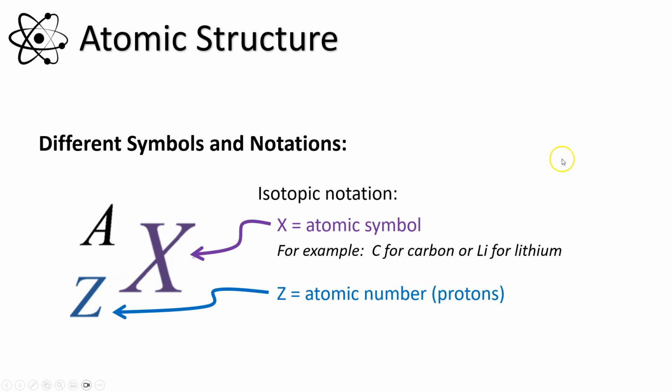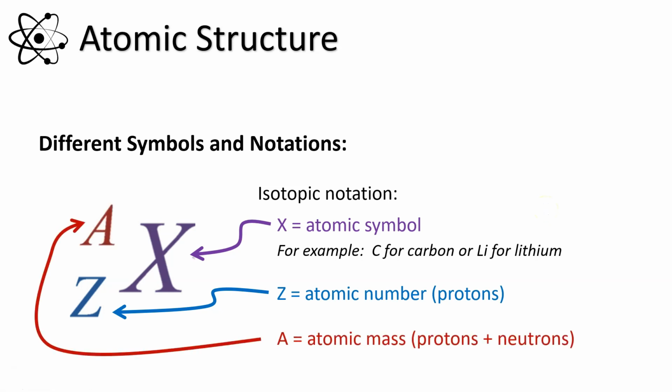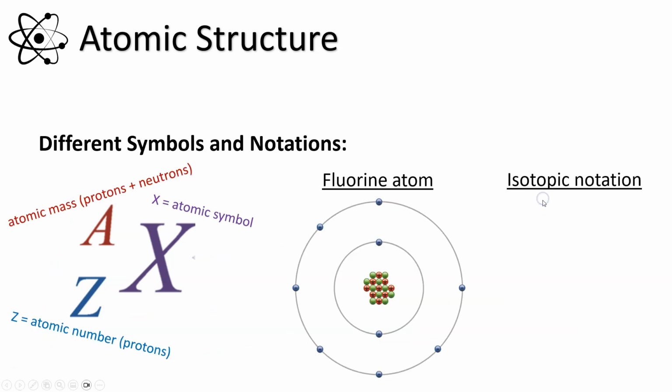That's the bottom left. So that's what you have to remember with isotopic notation, that the bottom left is always the amount of protons. And then, of course, the top left is the atomic mass. That's the protons plus the neutrons added together. So here's that information as a reference. Here is a model of a fluorine atom. See if you can put together the isotopic notation based on this model. You can pause the video to try that before clicking play again to watch me go over the answers.